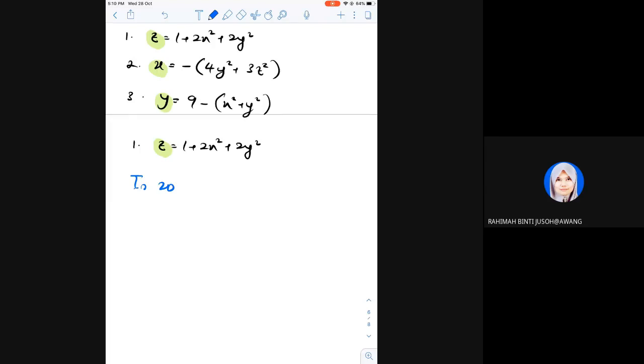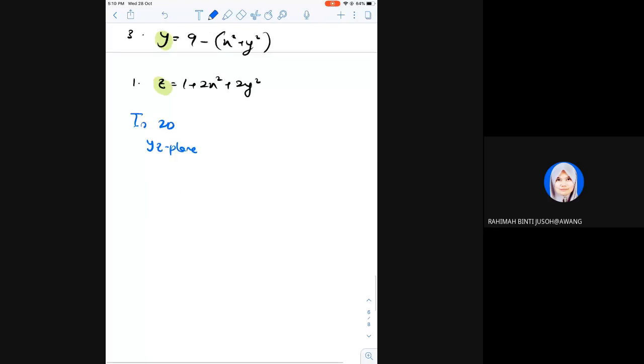Tapi in the case of Z dengan Y ni, bila ada Z dan ada X dengan Y, it's better for you to choose YZ plane. Sebab position dia lebih kurang sama macam position 3D. In YZ plane, Z dekat menegak, Y dekat kiri kanan kan? So dia lebih kurang sama macam position 3D. You tak pening nak pusing-pusing nanti.